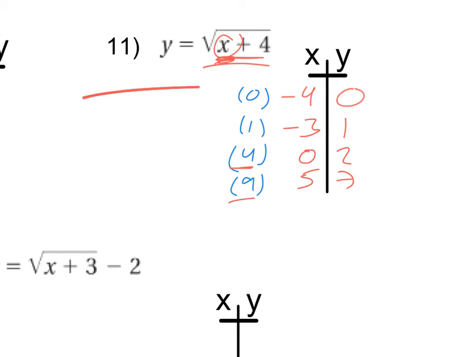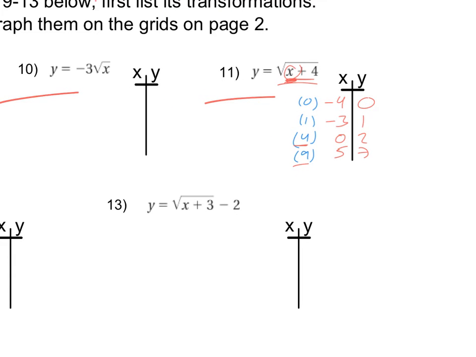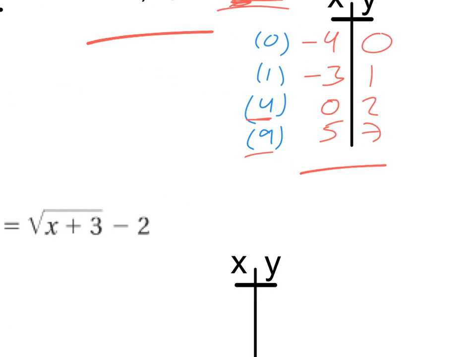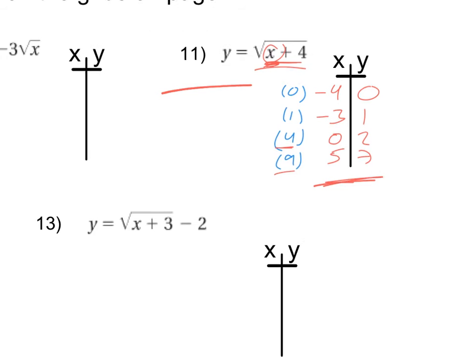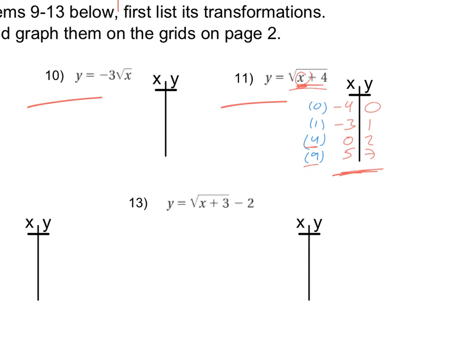So again, when you're trying to figure these out, pick out some nice numbers that will help you get integer or natural number answers. You can put in 1 if you want for x, but then you're going to get an irrational number. It's just not going to be as nice. Try to pick out nice ones to help you graph, okay?